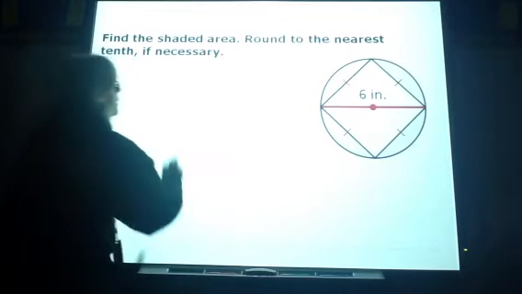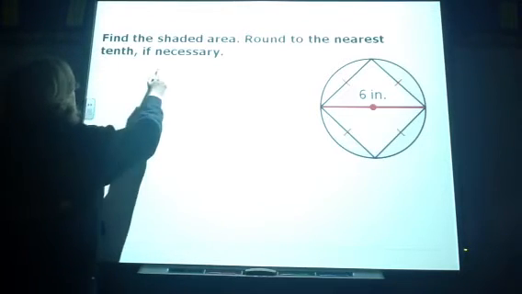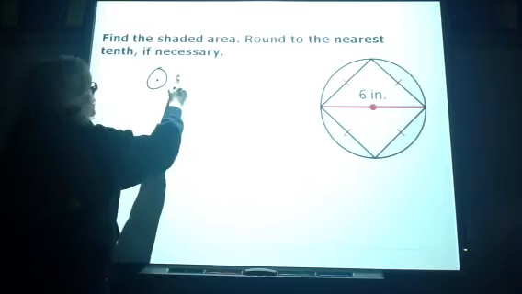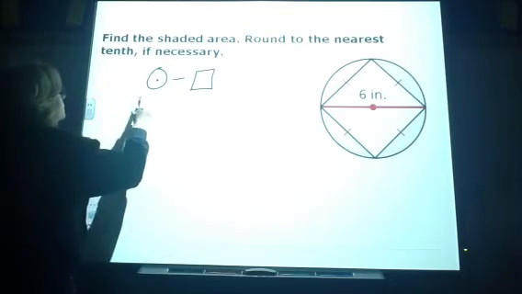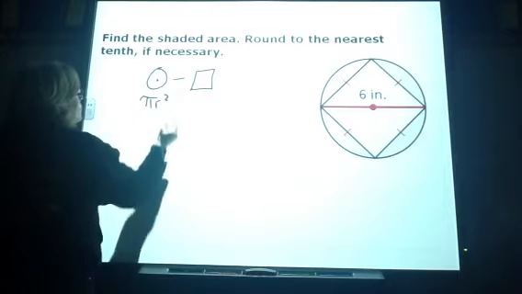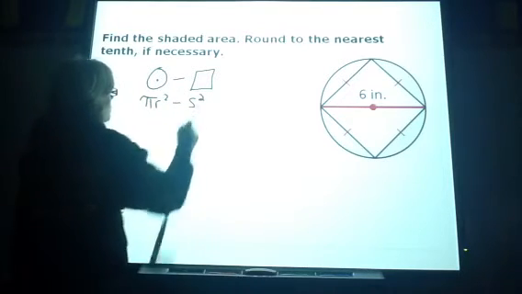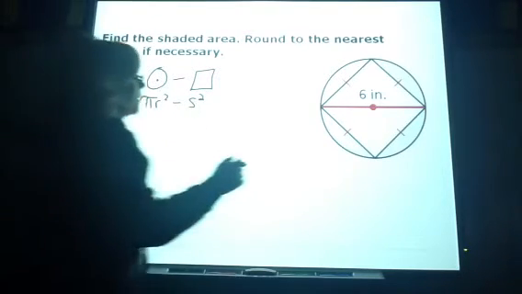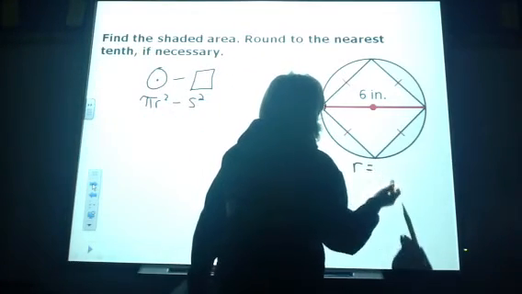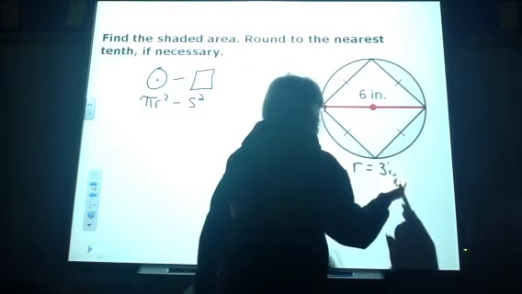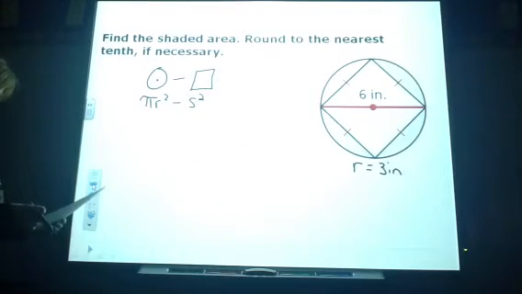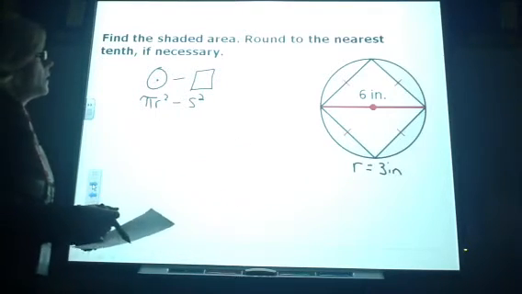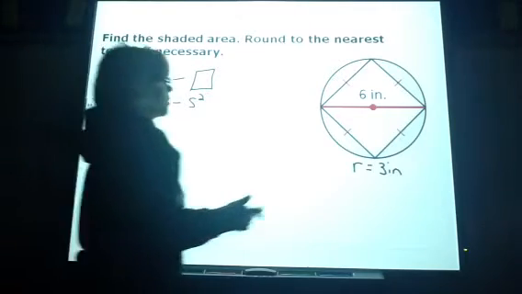Okay, so on this one, my larger shape is this circle, and I need to subtract out that square. So I have pi r squared minus side squared. So let's see what we have over here. Our radius equals half of 6, which is 3 inches. Okay, we need a side of that square.